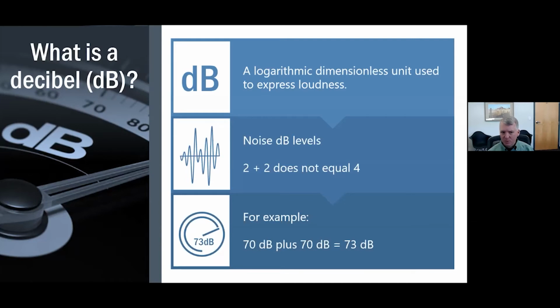And you can't add decibels together just algebraically. So 2 plus 2 decibels does not equal 4 decibels. In fact, every doubling of sound pressure level is a 3 decibel increase. So in this case, 2 decibels plus 2 decibels is going to equal 5 decibels. 70 decibels plus 70 decibels is going to equal 73 decibels. 100 decibels plus 100 will equal 103. So each time you double it, you're just adding 3 decibels.